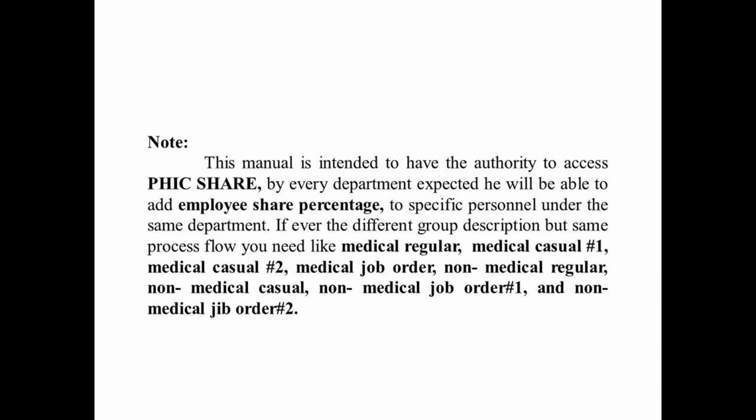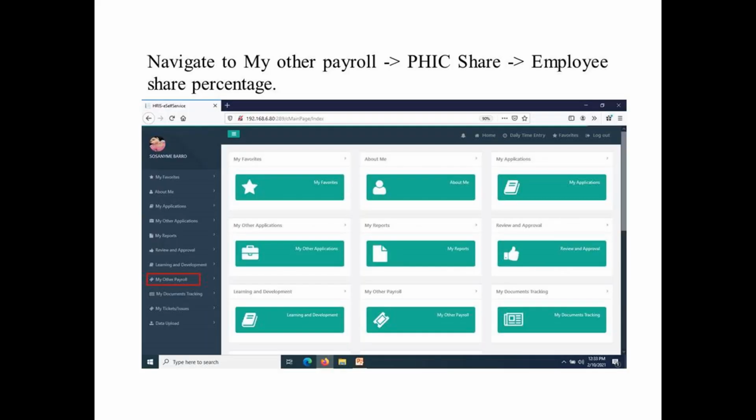Take note, this manual is intended for those with the authority to access PHIC share. Every department is expected to be able to add employee share percentage to specific personnel under the same department. If the group description is different but the process flow is the same, you need to choose, for example, medical regular, medical casual number 1, medical casual number 2, medical job order, non-medical regular, non-medical casual, non-medical job order number 1, and non-medical job order number 2. Navigate to My Other Payroll, PHIC share, employee share percentage.